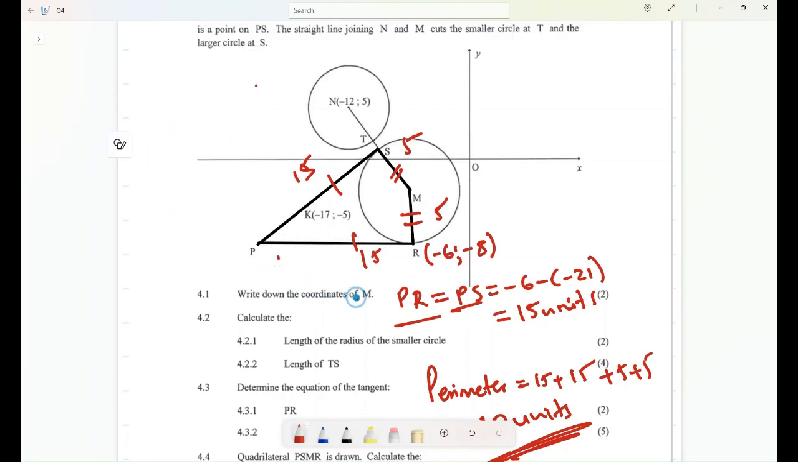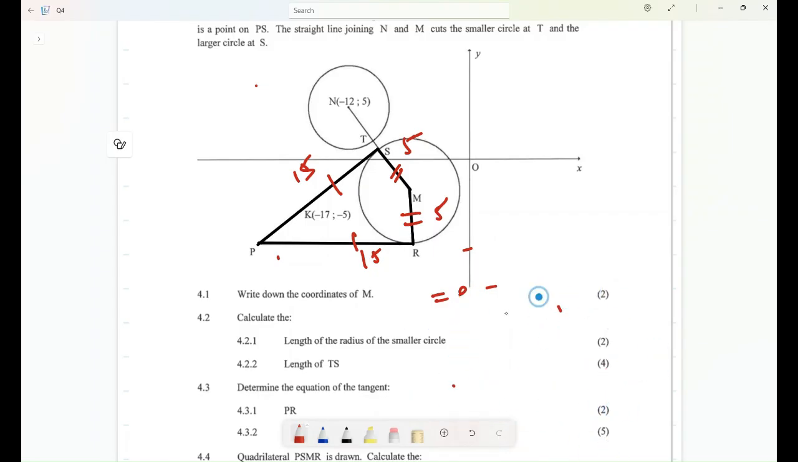For now, I won't erase those lengths. Maybe I might need them. I don't know. This one I'm done.